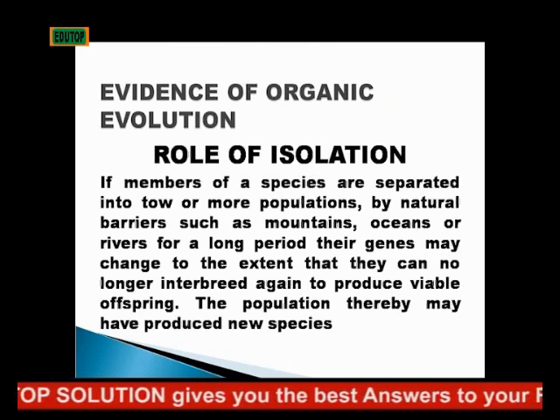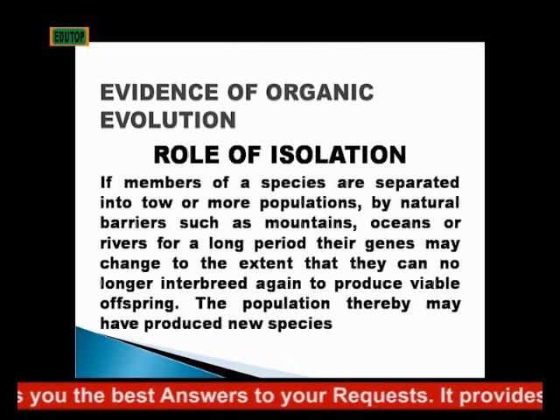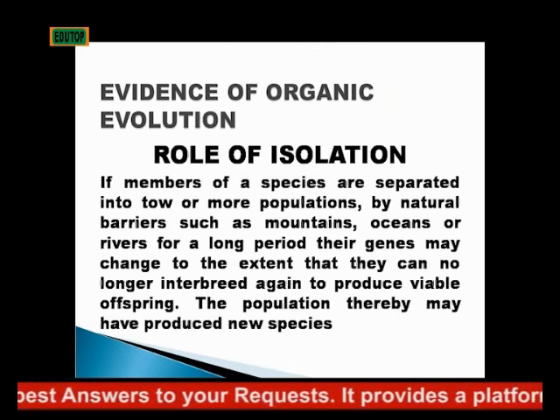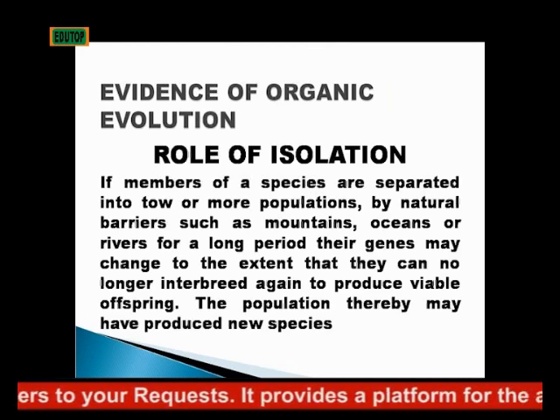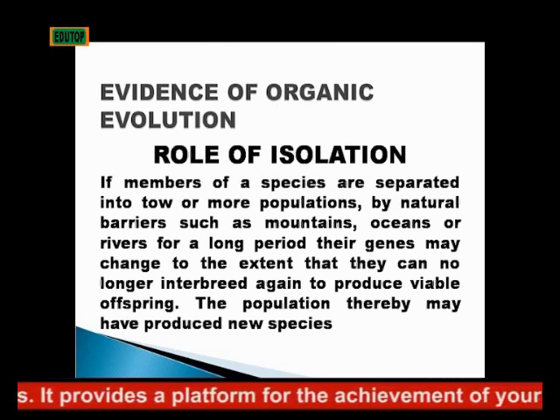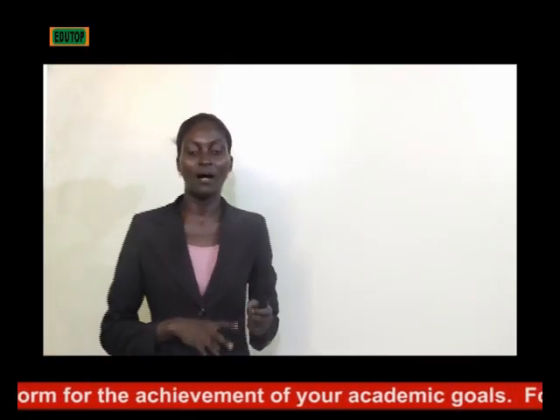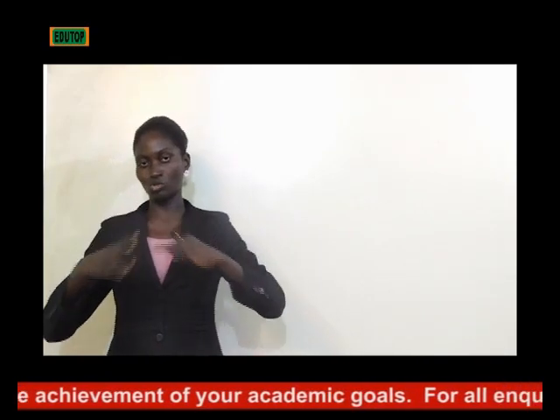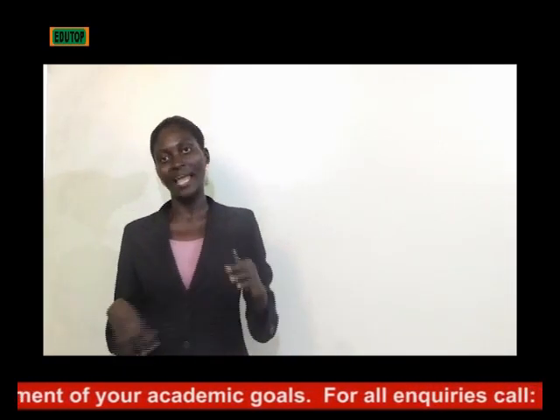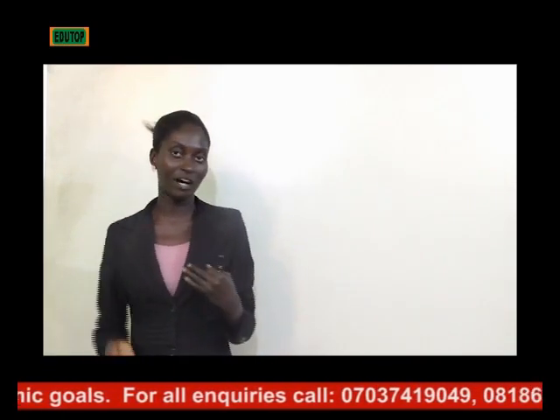Then the last evidence of organic evolution is the role of isolation. If members of a species are separated into two or more populations by natural barriers such as mountains, oceans, or rivers for a long period of time, their genes may change to the extent that they can no longer interbreed to produce viable offspring. I have explained that earlier: when members of the same species are separated, they are of the same origin, but because of whatever condition, they are separated for a long period of time. They've lived in different worlds for a long period of time.